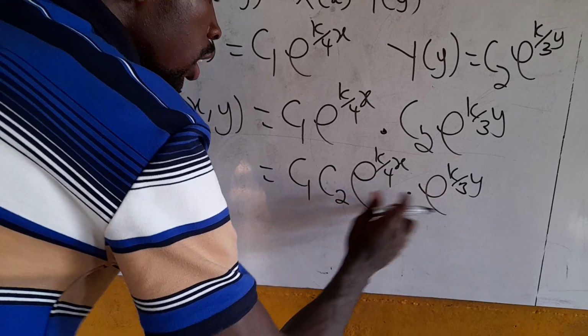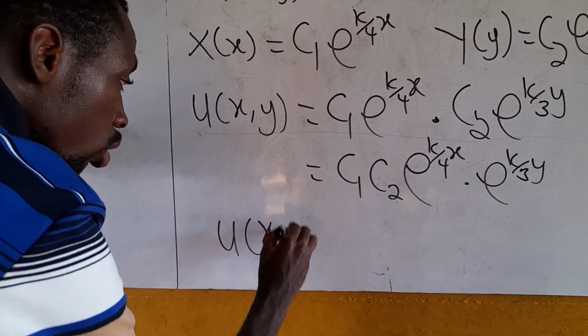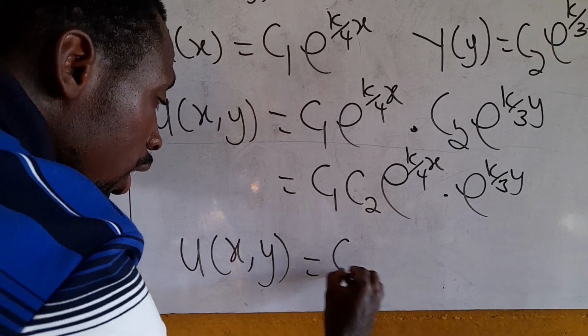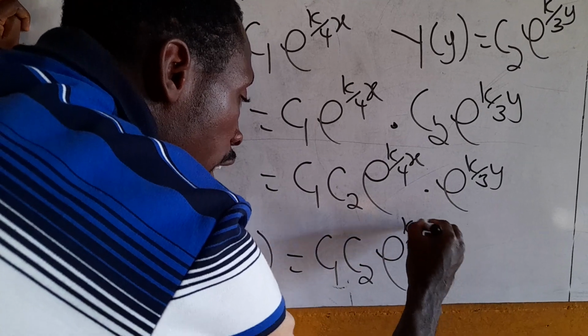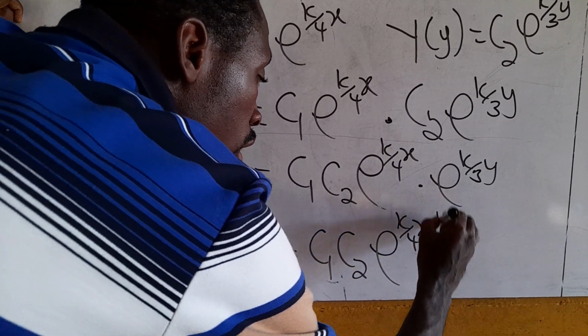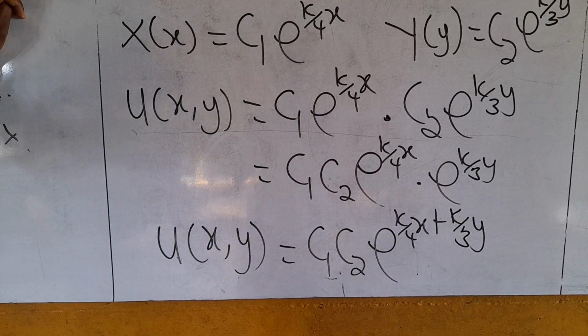We can use indices to rewrite this as the general solution u of x, y equal to c1 c2 e exponent k over 4x. Since they are multiplying with the same base, we add the exponents, plus k over 3y.